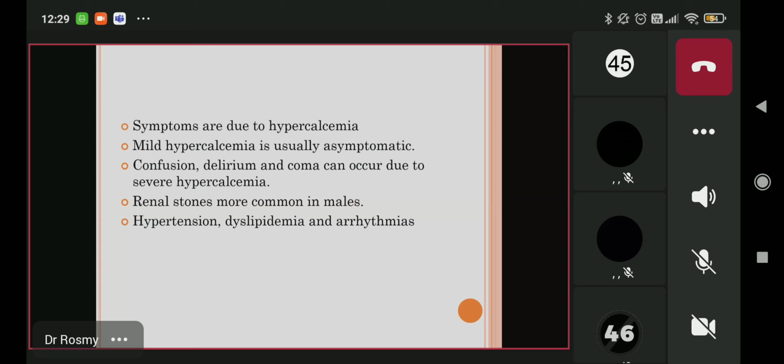As I already mentioned, in severe hypercalcemia, the patient can have confusion, there can be delirium, and there can be coma. And renal stones, as I've already told, male gender is more predisposed. Somebody who is having hypercalciuria is also predisposed. And in CVS, apart from arrhythmia, hypertension and dyslipidemia, it can also be a contributing factor to metabolic syndrome. So these features will be seen in a patient with hypercalcemia.